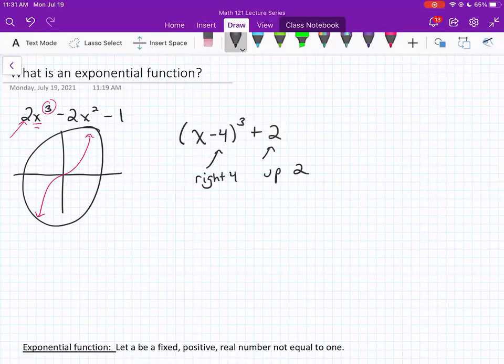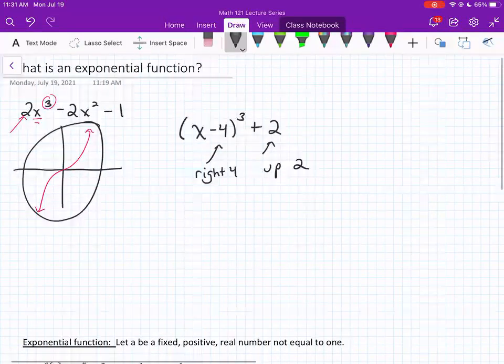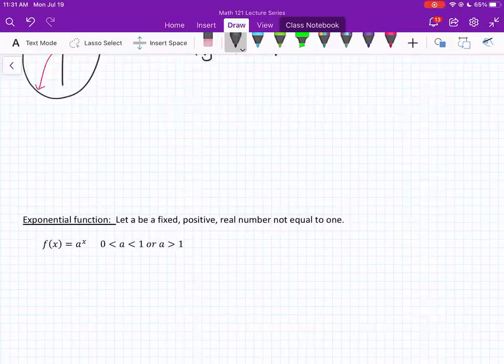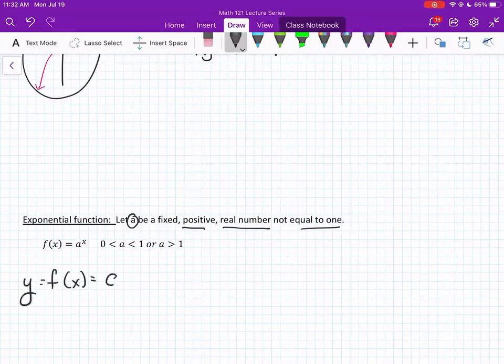Now we're going to begin to look at something called exponential functions, where the number is now the base and the variable is the exponent. By definition, an exponential function tells us that we let a be a fixed, positive, real number not equal to 1. We then define this exponential function to be f of x. We can again think of that as y, as a to the x power.